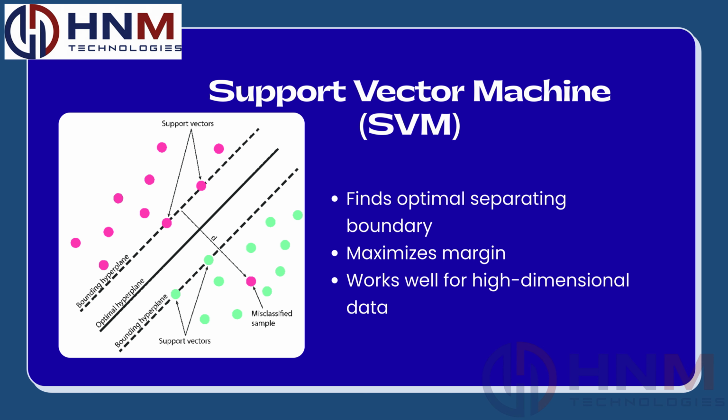Support vector machine, or SVM, is a powerful supervised algorithm. It finds the optimal boundary that separates different classes. The goal is to maximize the margin between classes. SVM works well in high-dimensional spaces and is widely used in image and text classification.